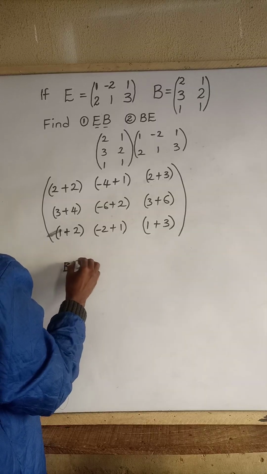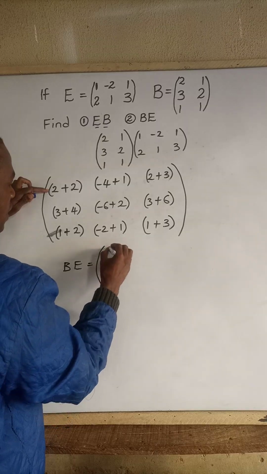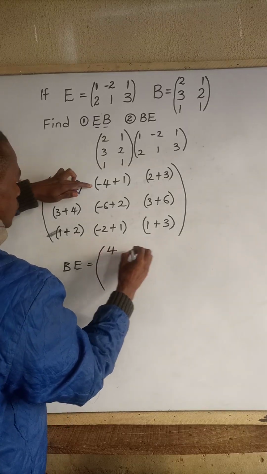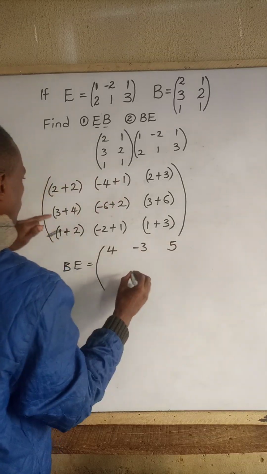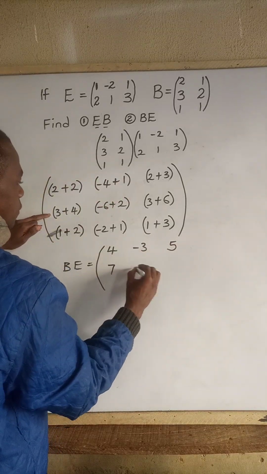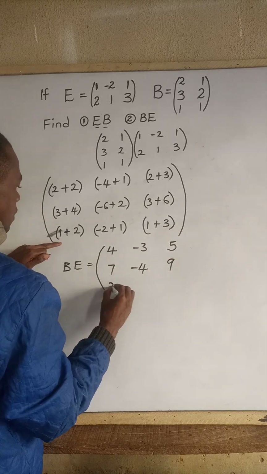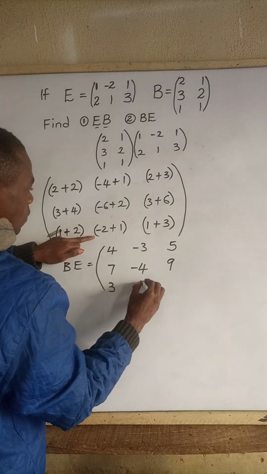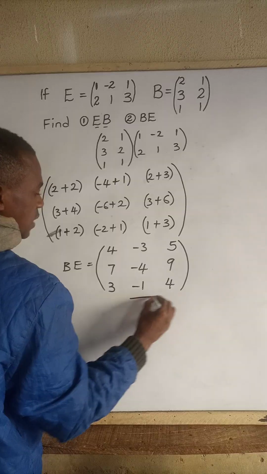Now, BE is equal to, when you simplify this, we will have 4. This is minus 3. This is 5. This is 7. This is minus 4. This is 9. This is 3. This is minus 1. And this is 4. And that is the answer.